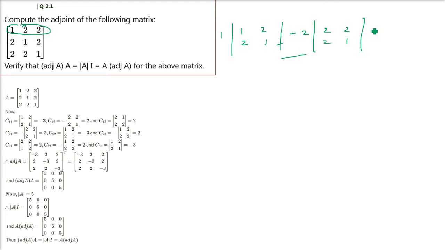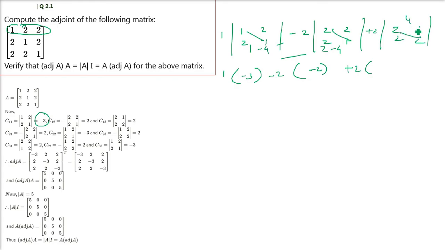But I am just opening it in a normal way. First row, and I am writing the minors inside. So 1 into (1 minus 2 into 2), so 1 minus 4 is minus 3. This is the cofactor also, minus 3, you see. Minus 2 into (2 minus 4), so minus 2 it will be. Plus 2 into (2 into 2 minus 2), 4 minus 2 is 2. So minus 3 plus 2 into 2 plus 2 into 2. So 8 minus 3 is 5.